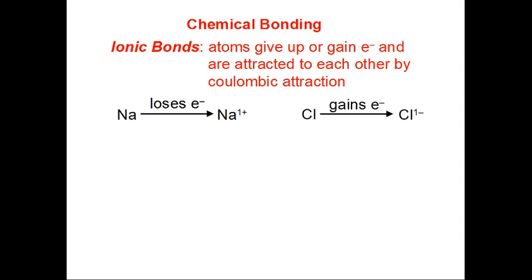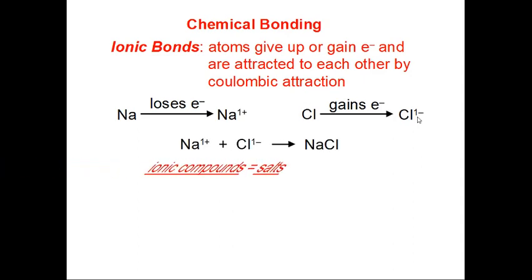So you have sodium that's happy because it lost an electron, and you have chlorine that's happy because it gained an electron. Check it out. You got a positive, you got a negative. What happens between a positive and a negative? Opposites attract. And so you put those two guys together, you get sodium chloride, NaCl. These are ionic compounds. Now, usually we talk about sodium chloride as salt.